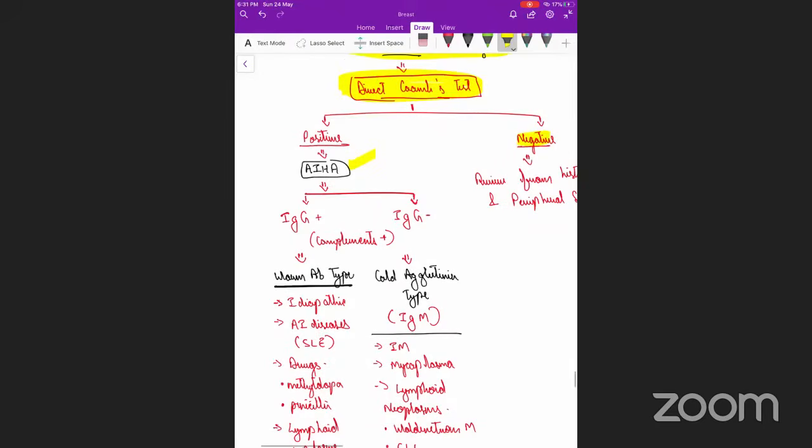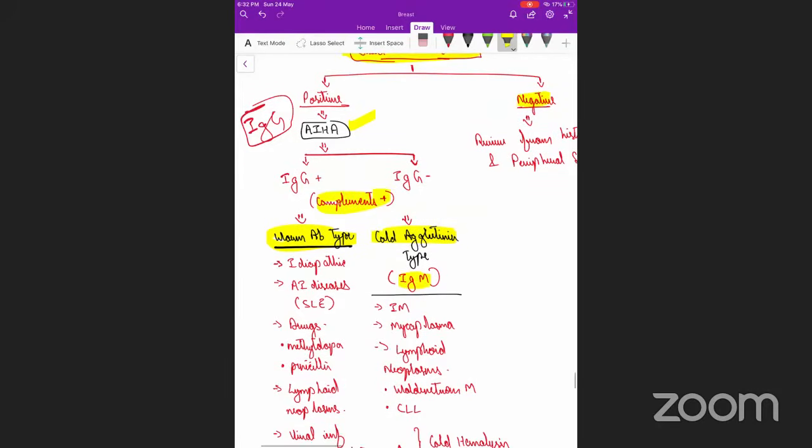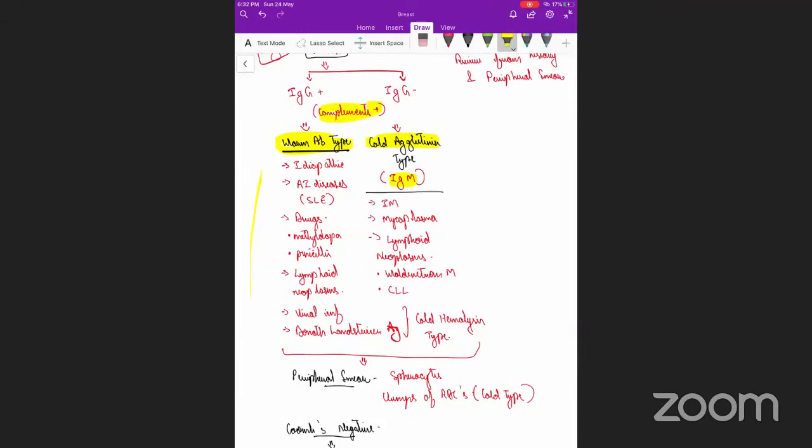If it is AIHA, then you will measure serum IgG levels. If serum IgG levels are elevated, then it is the warm antibody type. If it is not elevated, then it will become the cold agglutinin type, because of IgM. Complements will be elevated in both. Then again, you look for causes. There is a wide range of causes for both. These are the causes you look for.